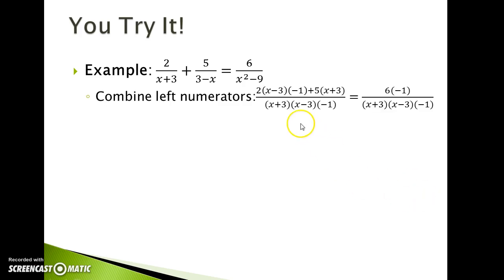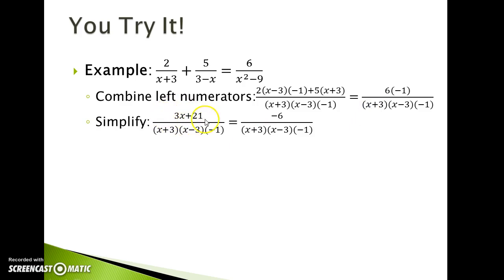After that, we can combine the left numerators. So 2 times x minus 3 times negative 1 plus 5 times x plus 3. We can simplify those left numerators. All of this stuff simplifies down to 3x plus 21.